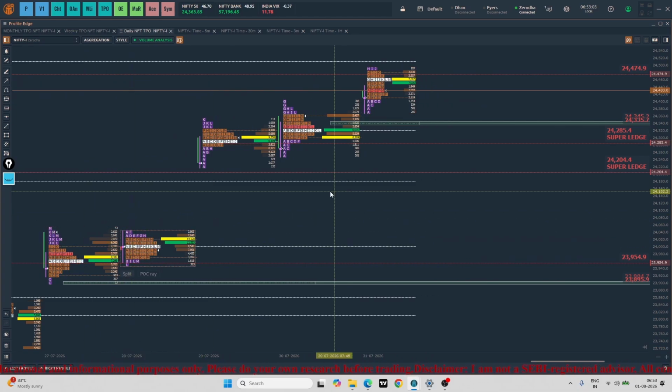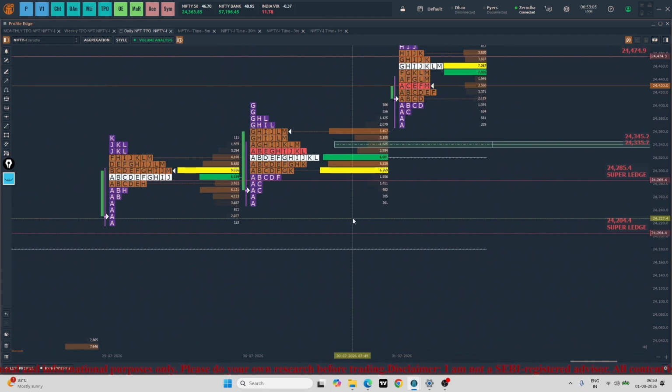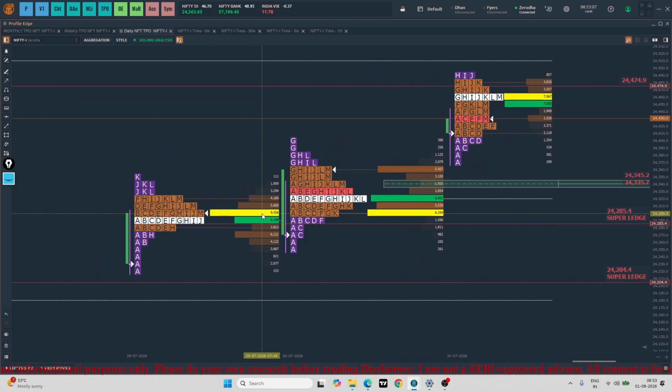So that we can get into. See, the market profile and volume profile POC are in the same place, market profile POC and volume profile POC, with just one TPO in between.